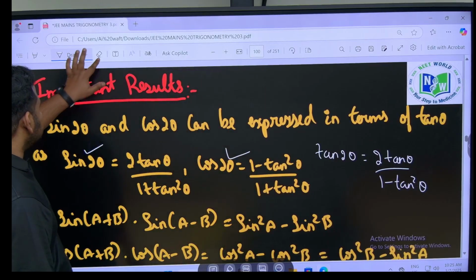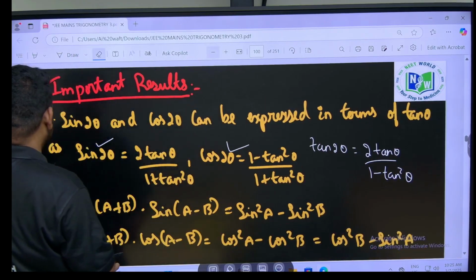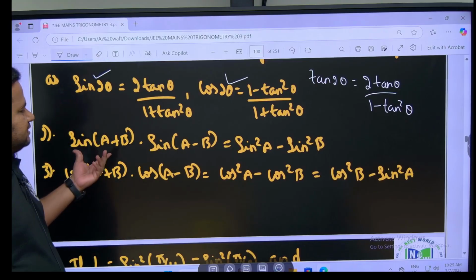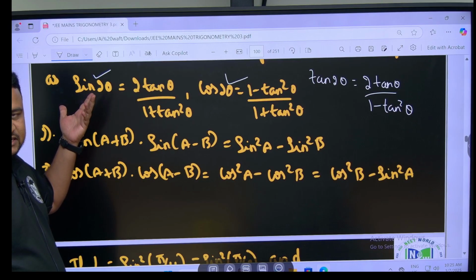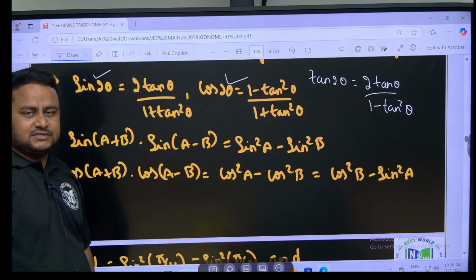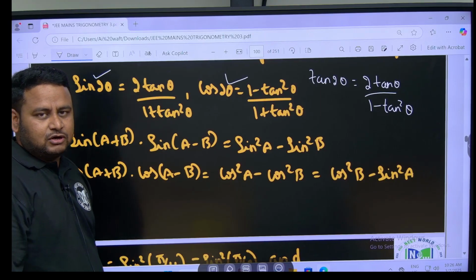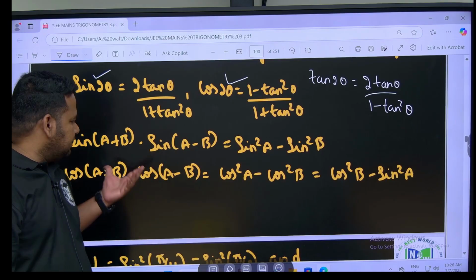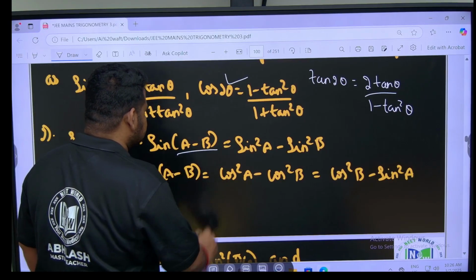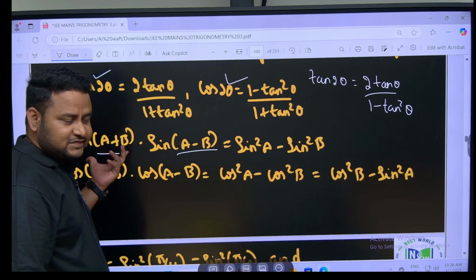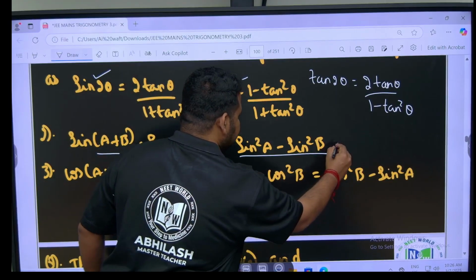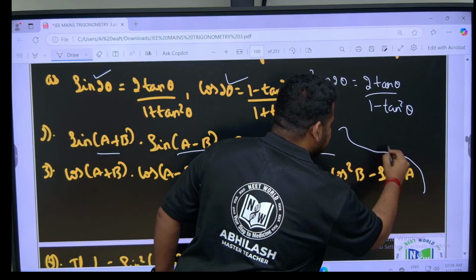So proceeding further, here we have a very important result. One of the important results we learned in the previous class is sin theta into sin of 60 minus theta into sin of 60 plus theta is equal to 1 by 4 sin 3theta. Accordingly, we learned it for cos also, and for tan also. Here we have another important result: sin of a plus b into sin of a minus b. It is not sin a plus sin b, it is sin of a plus b into sin of a minus b, which is equal to sin square a minus sin square b.